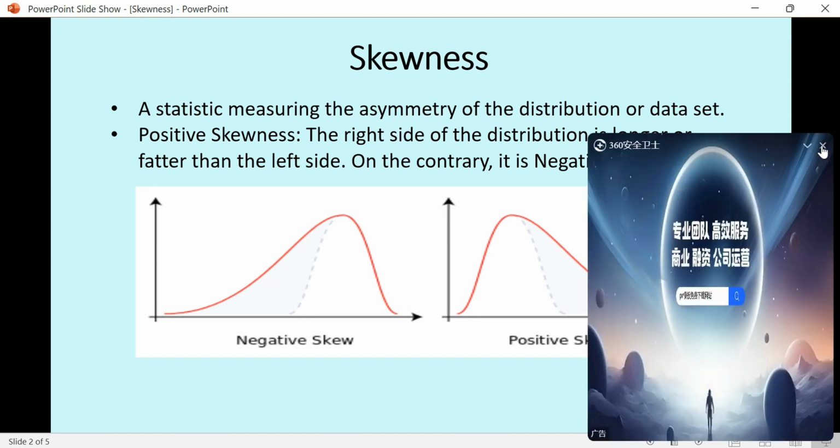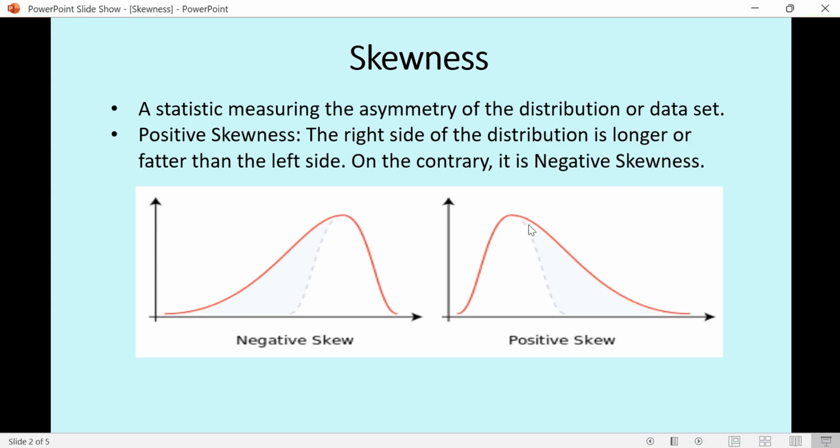And if we look at the mean and median, in this example the mean can be here, but the median may stay here. So in the positive skew, the mean value is greater than the median value. And in negative skew, the mean value may be here, but the median may stay there, so the median value will be higher than the mean value in this shape.